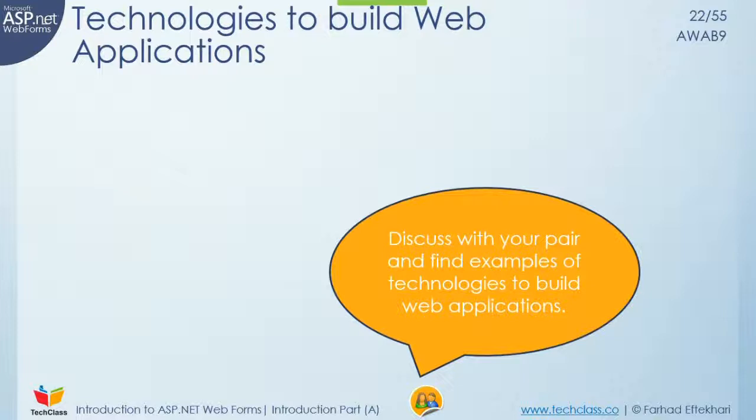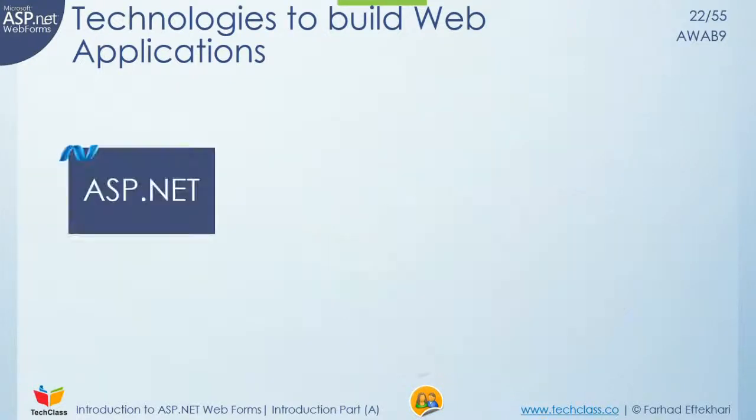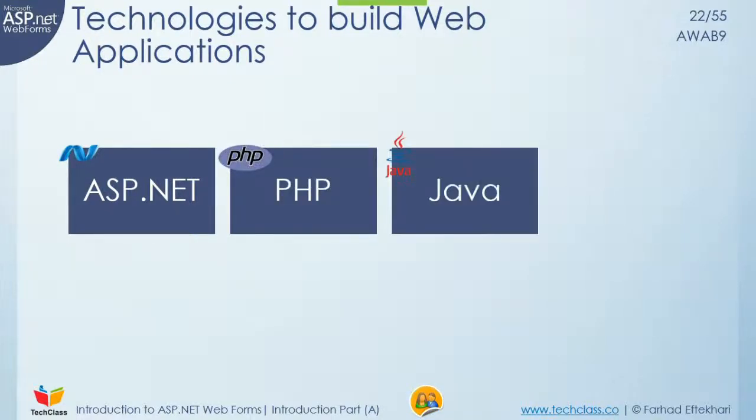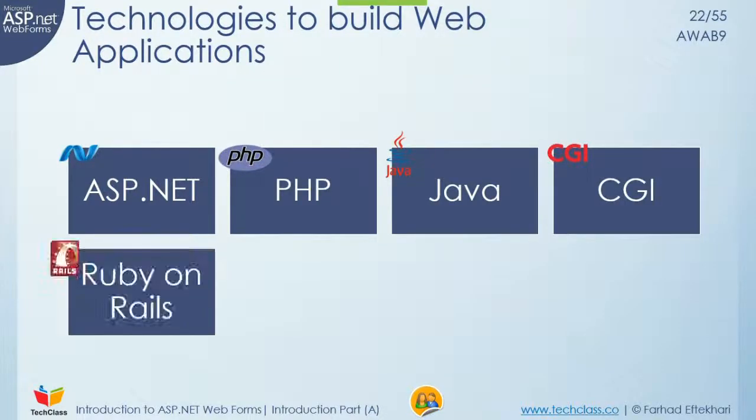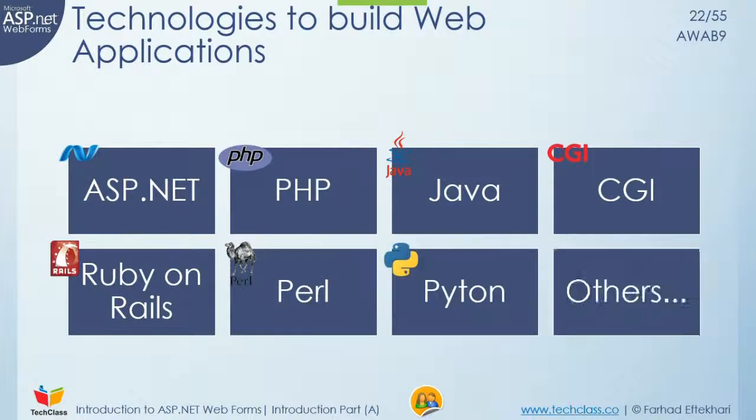I would like you to search online and see what technologies are available to build a web application. The most famous technologies to build a web application are the following. Well, the topic of this course is ASP.NET, so here's the first one. Then you can also use PHP, Java, CGI, Ruby on Rails, Perl, Python, and there are many other technologies to use.